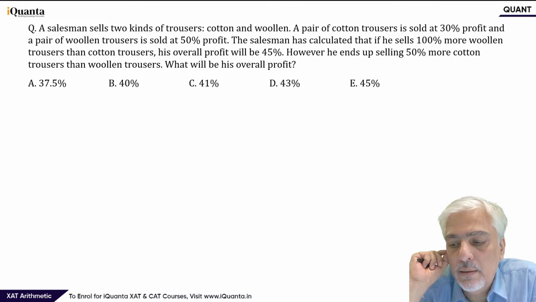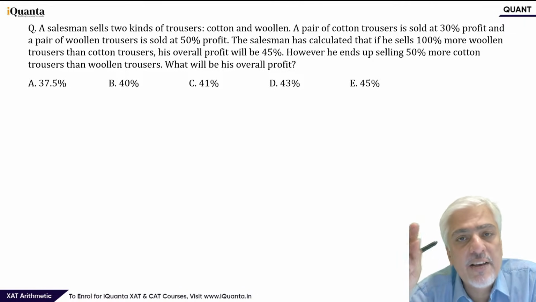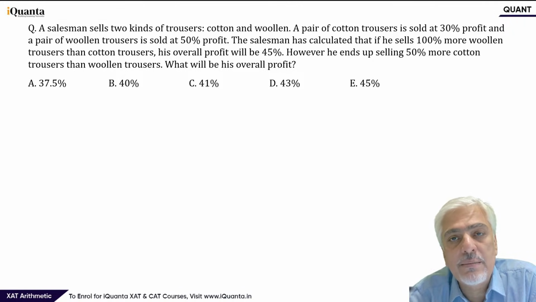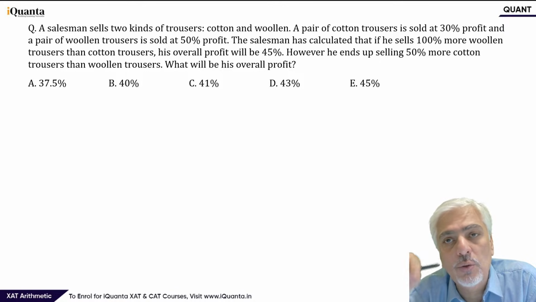I have mentioned the property that when the diagonals meet at 90 degrees, sum of the squares of the opposite sides are equal. That is, if I take the four sides as A, B, C, D, then A square plus C square will be equal to B square plus D square.